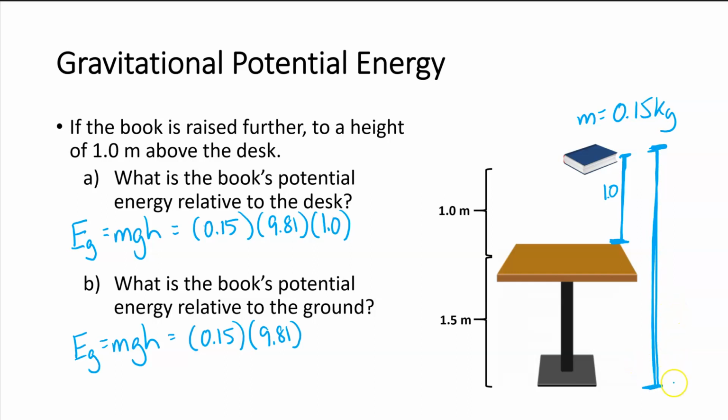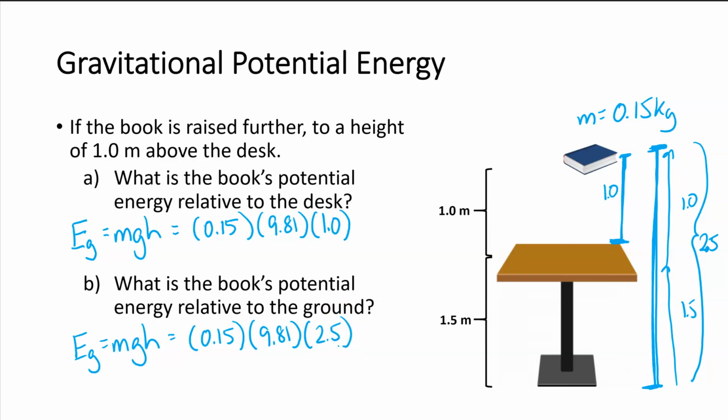Well, it's the 1.5 meters that takes you up to the desk, 1.5, plus another 1 meter to get you above the desk, 1 meter there. So you add those two, your total height is 2.5 meters, and that's the number you'll put there. So for part A, the book's potential energy relative to the desk equals 1.5 joules. That's rounded to 2 sig digs. And rounded to 2 sig digs, the potential energy relative to the ground is 3.7 joules.